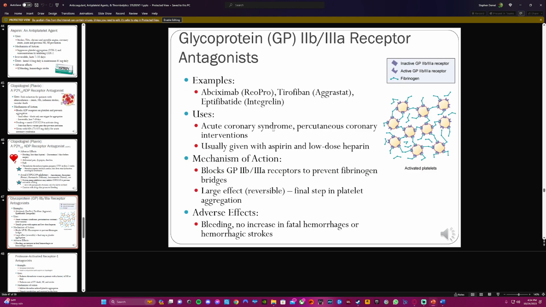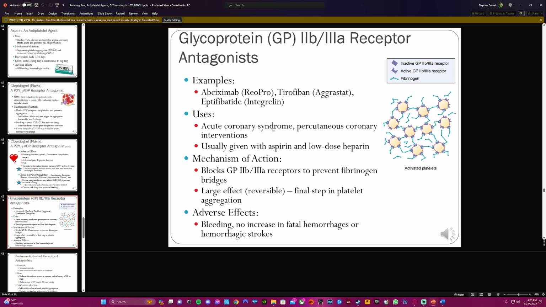Glycoproteins, or GPs, 2B and 3A receptor antagonists. Examples are abciximab, tirofiban, and eptifibatide. Uses are acute coronary syndrome and percutaneous coronary interventions, usually given with aspirin and low-dose heparin.